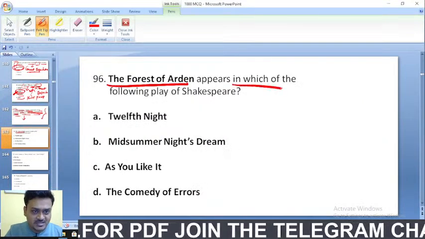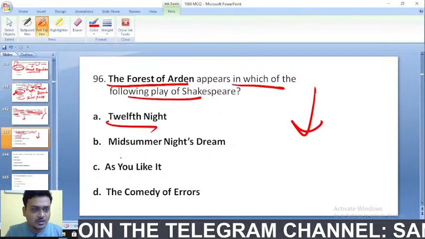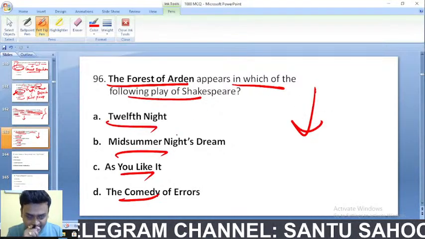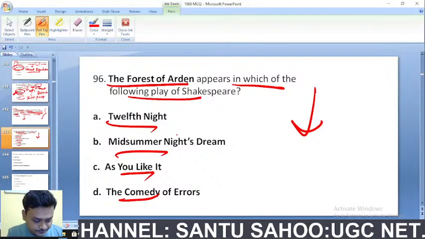The Forest of Arden appears in which of the following plays of Shakespeare? Easy one, quickly do answer. The Forest of Arden appears here. Easy one.